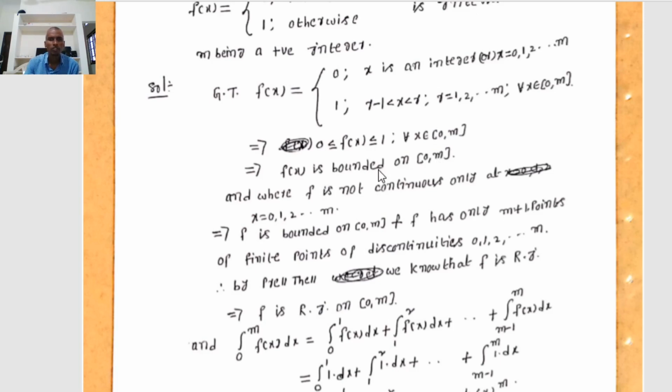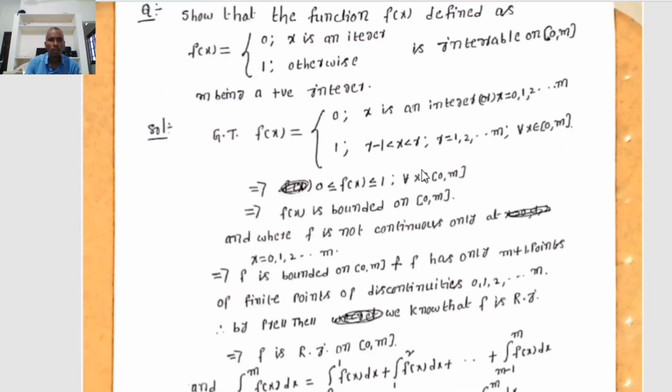By the definition of a bounded function, there exist real numbers k1, k2 belonging to R such that k1 ≤ f(x) ≤ k2 for all x belonging to the interval [a, b]. That implies f(x) is bounded. That implies f(x) is bounded on the closed interval [0, m].